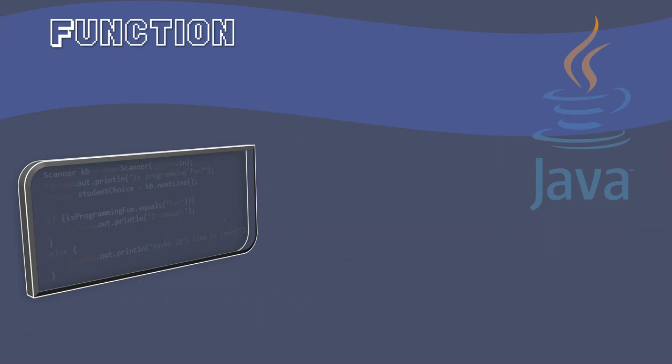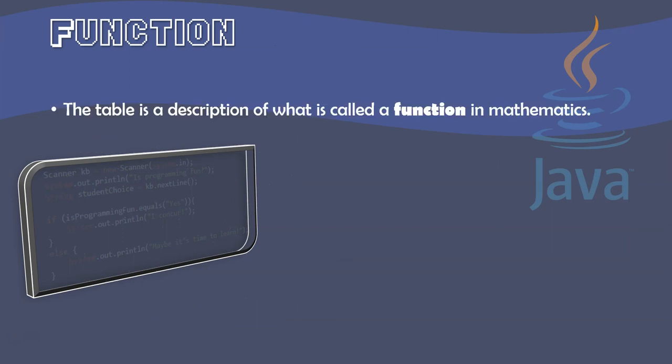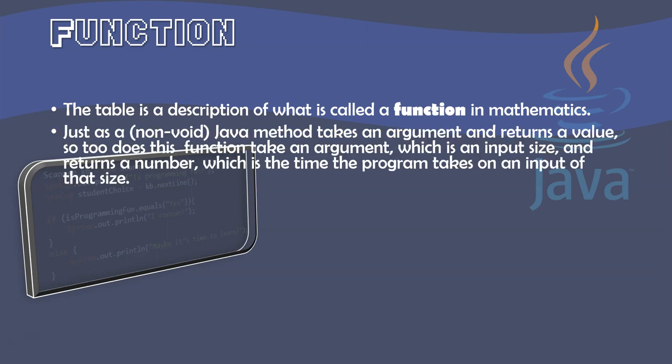Now, that means that we're having to look at this with a function, inputs and outputs, which is what we would be familiar with in mathematics. Just as in Java, a non-void method takes in an argument and then returns a value. So the function takes in an argument, which in this case is our input size, and returns a number, which is the time the program takes on an input of that size.